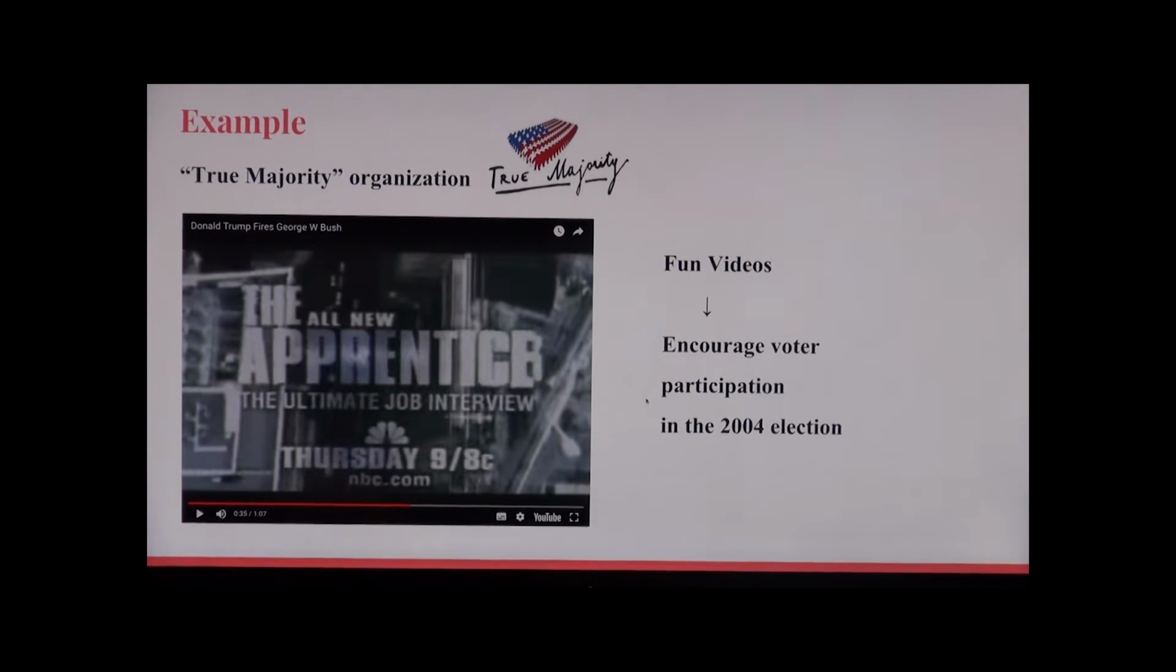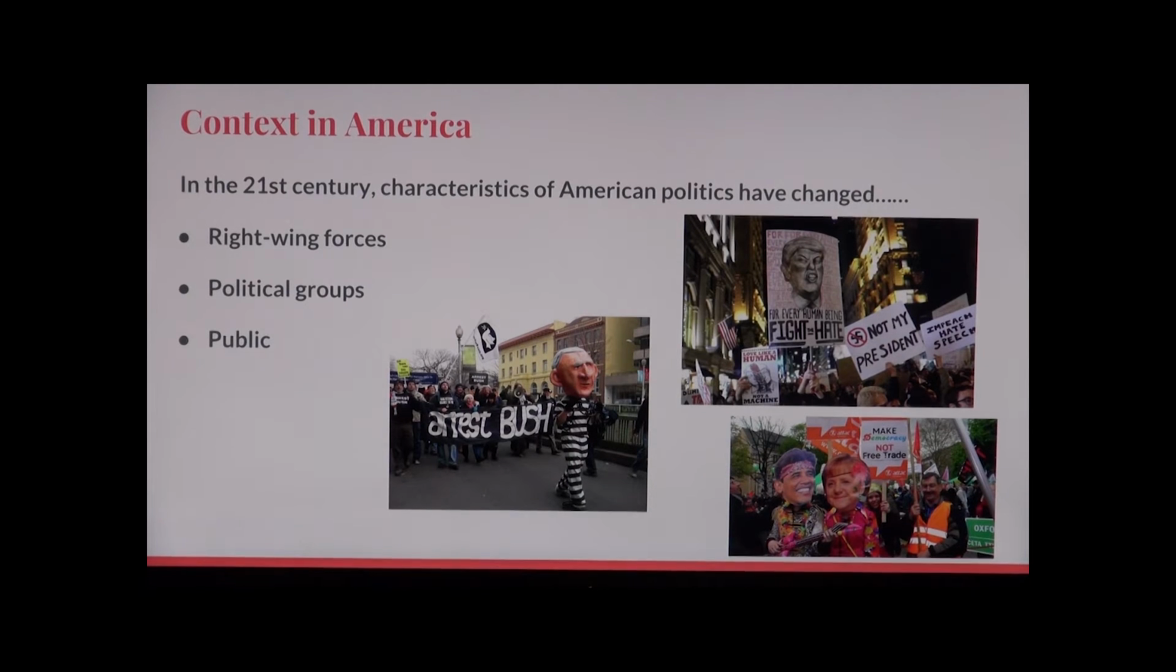in the 2004 election. And this Photoshop for democracy approach is not exclusive to only one organization. Instead, in the 21st century, as the characteristics of American politics have changed from bombastic stump speaking to a way that is more affectionate to the public, Photoshop for democracy is conducted by the right-wing forces, various political groups, and the public across the country. Under this context, the discussion of this participatory political culture is quite meaningful.